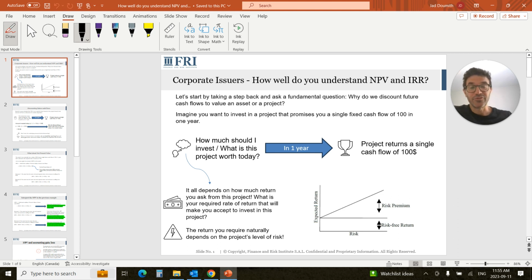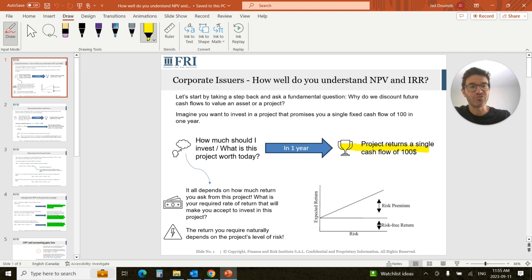So let's start today with how well do you understand your NPV and IRR? This seems like a very easy topic, but you'd be surprised how few people can really interpret the NPV correctly. Let's take a step backward and ask ourselves the question, why do we discount future value of cash flows to find the value of an asset today? So who invented that concept and why is it something that we use and we take it for granted?